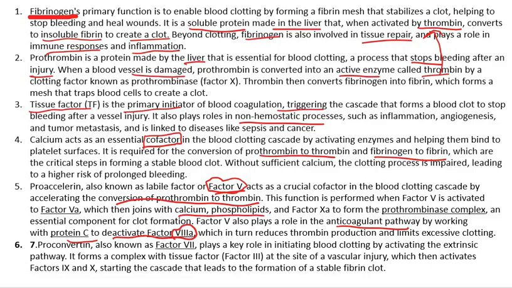And factor 7, proconvertin. This is known as factor 7. It initiates blood clotting in the extrinsic pathway, and when it forms a complex with the tissue factor where injury occurred, it then activates factors 9 and 10 and starts the series of clotting processes.